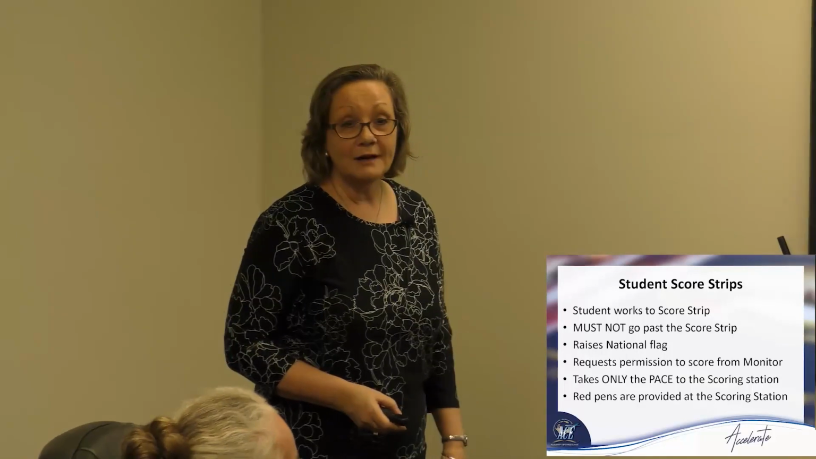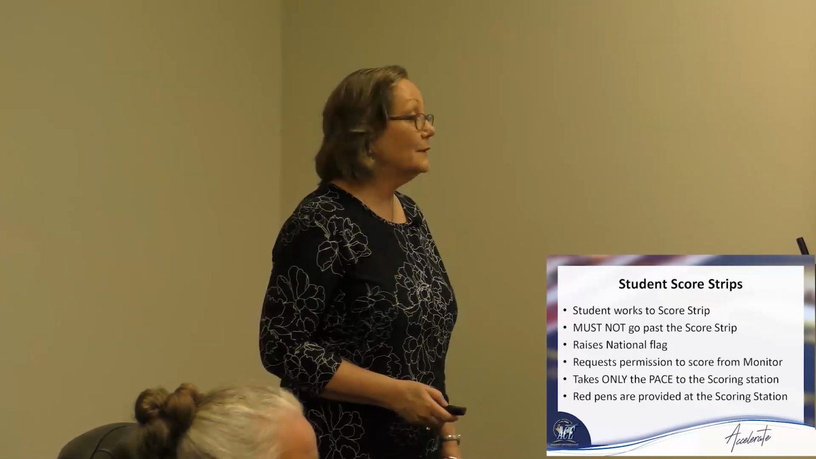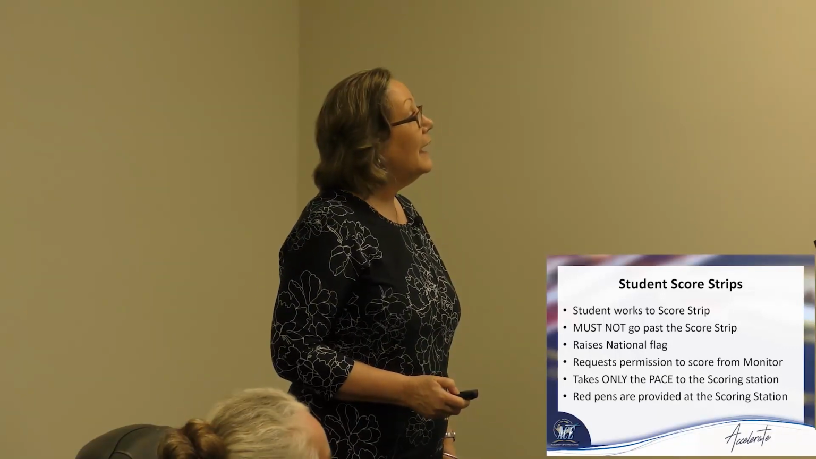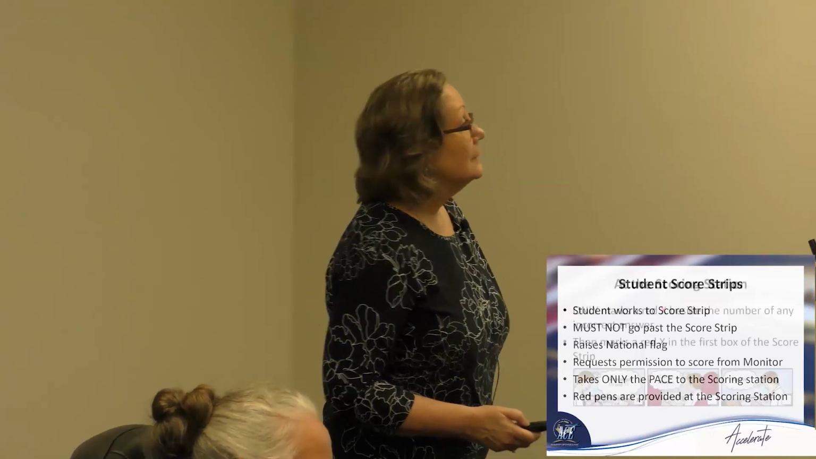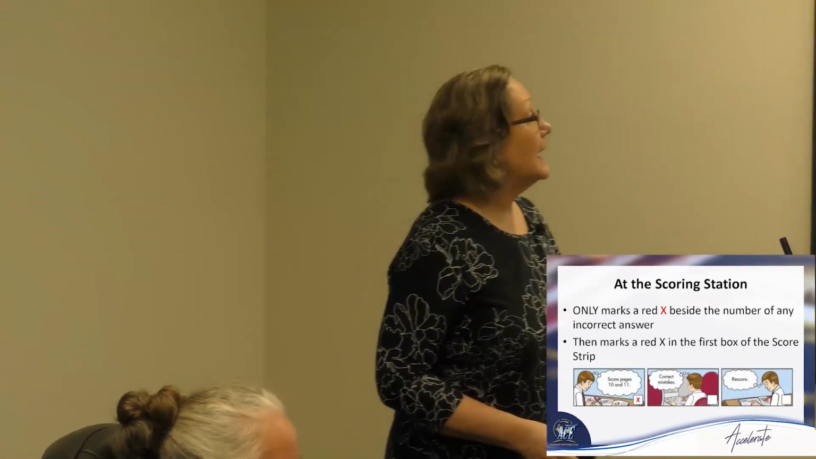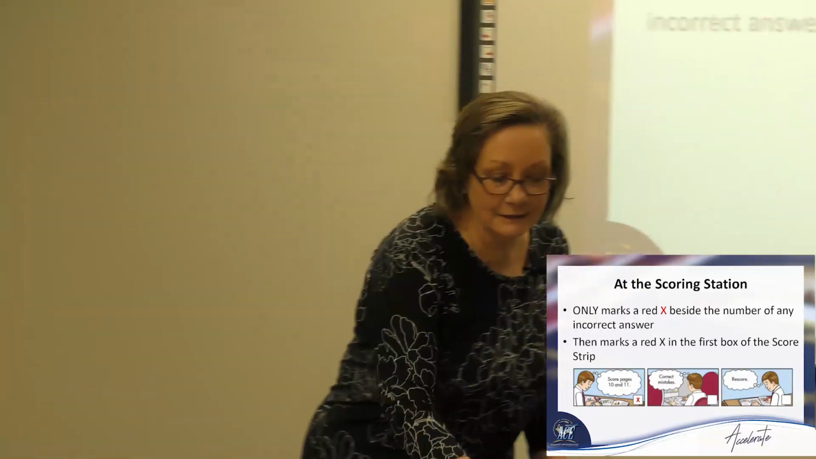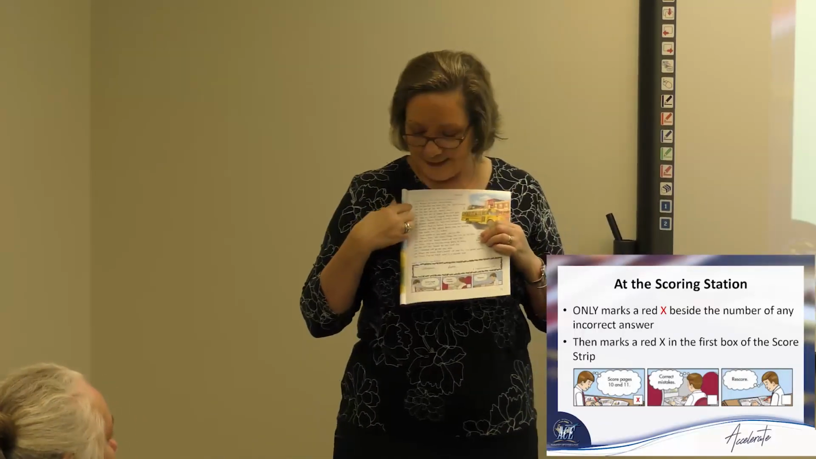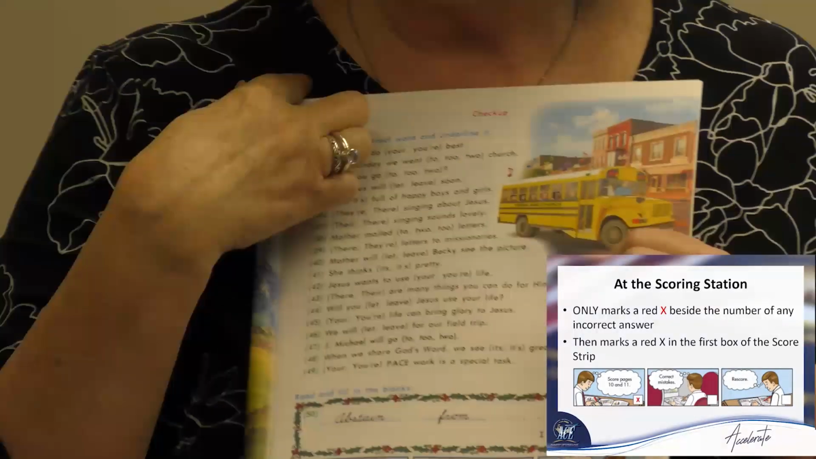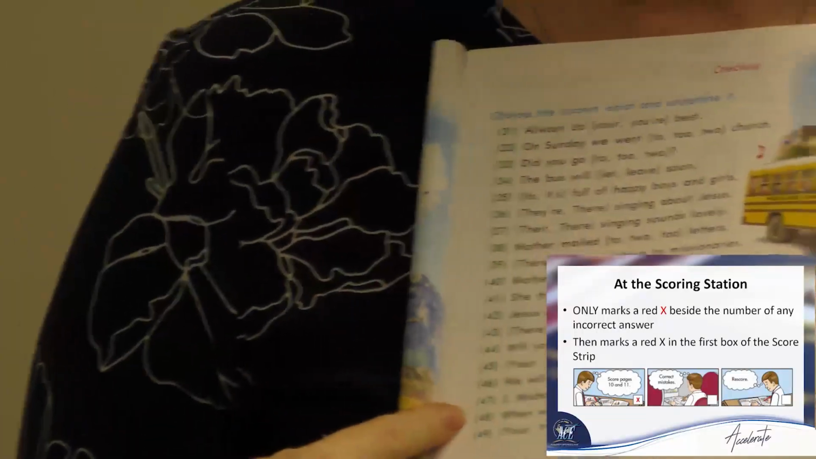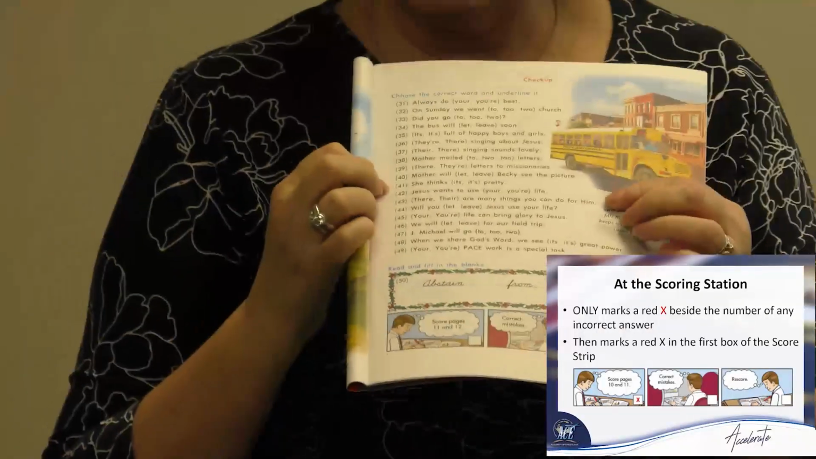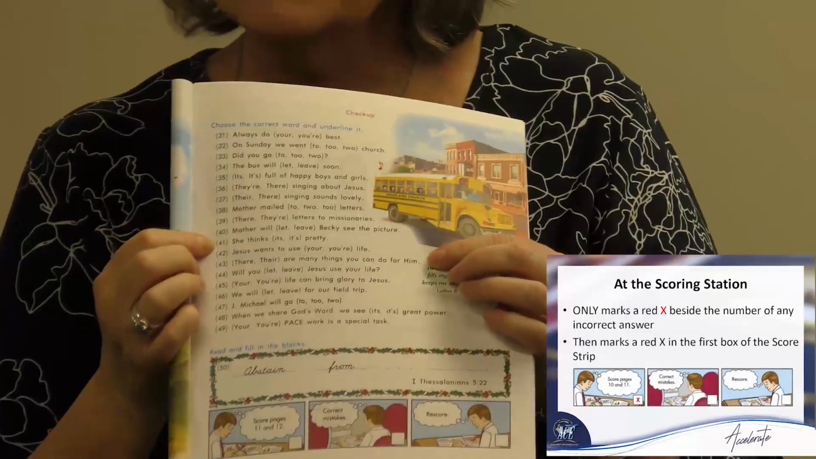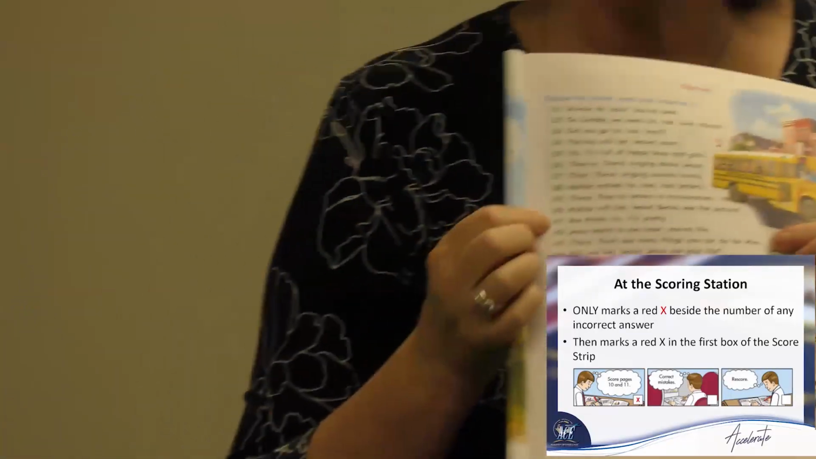Red pens are provided at the scoring station, and that's what they use to correct their work. All right. At the scoring station, the student only marks a red X beside the number of any incorrect answer. Okay, so here in this PACE, you'll see that there are numbers down this side of the page, and there is a space, quite a good space next to that number. If they get something wrong, they put an X next to the question that they got wrong, the number of the question that they got wrong.